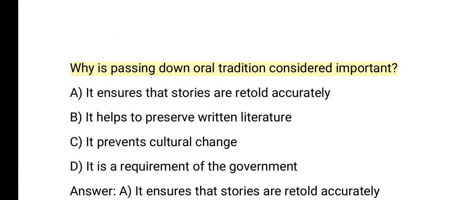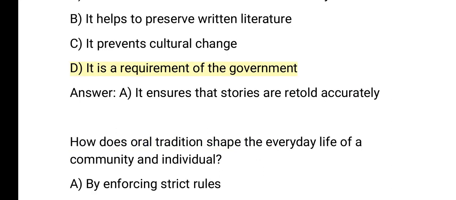Why is passing down oral tradition considered important? A. It ensures that stories are retold accurately. B. It helps to preserve written literature. C. It prevents cultural change. D. It is a requirement of the government. Answer. A. It ensures that stories are retold accurately.